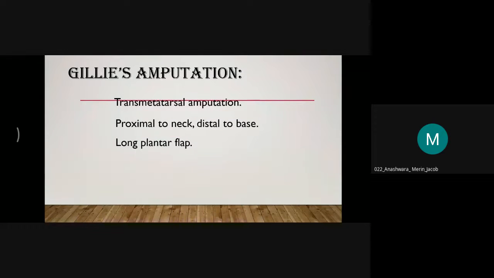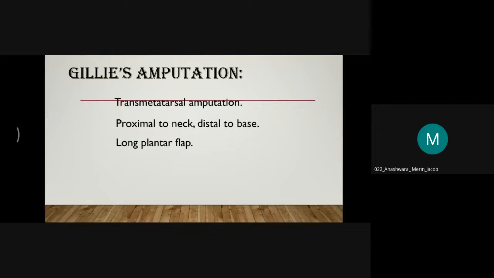Then the next thing is the Gillies amputation, which is the transmetatarsal amputation, which means we are cutting the metatarsals. Previously, in the terminal Syme's amputation, we removed only the distal part of the distal phalanges. Then we came to the re-amputation, where we remove the whole phalanges with the head of the metatarsal. Now we are doing a Gillies amputation, which is a transmetatarsal.